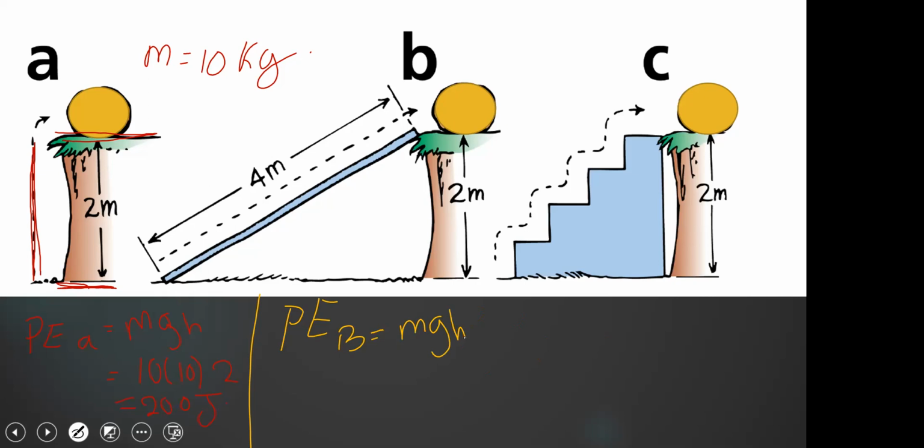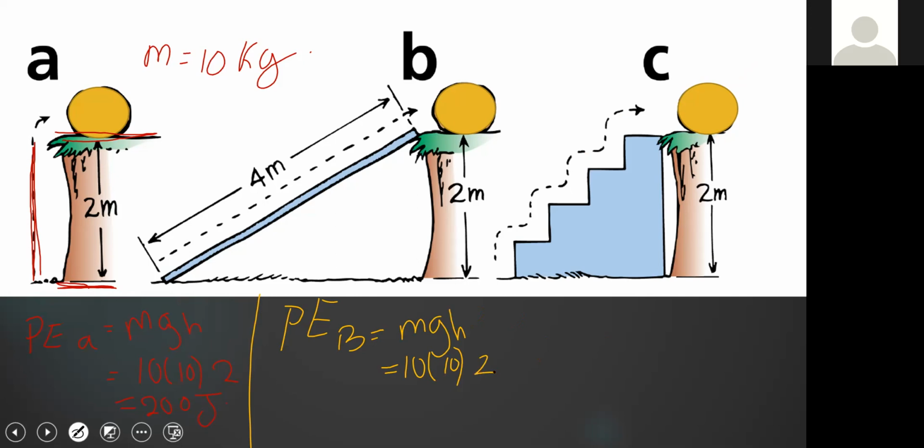Now, where's the mass? We said it is 10. And the g, it is 10. Now, what is the height? Is it 4 or 2? It's 2 because it's the vertical height. So, is it 4 or 2? No, it's 2.